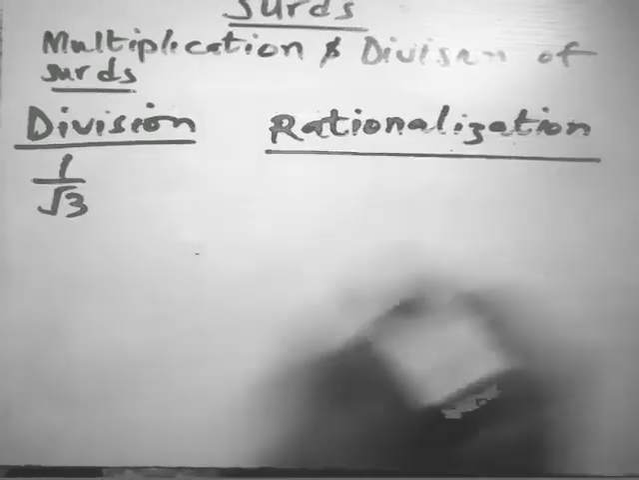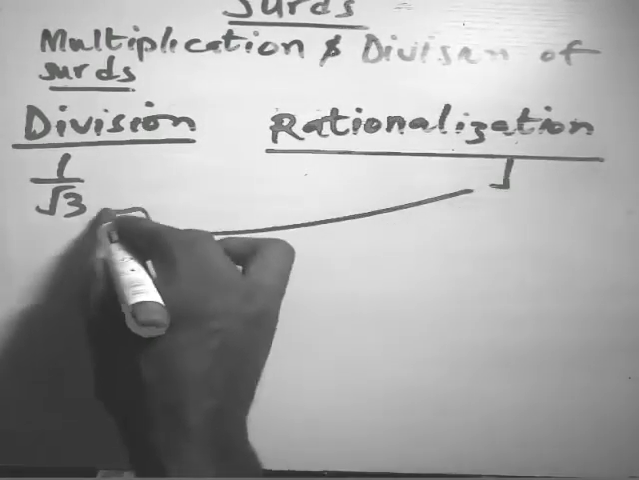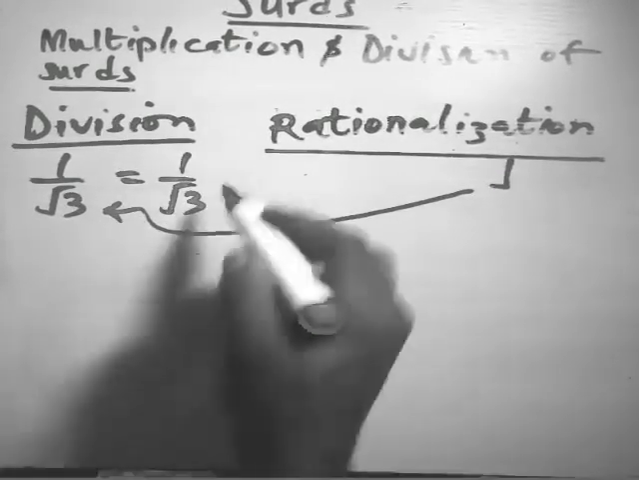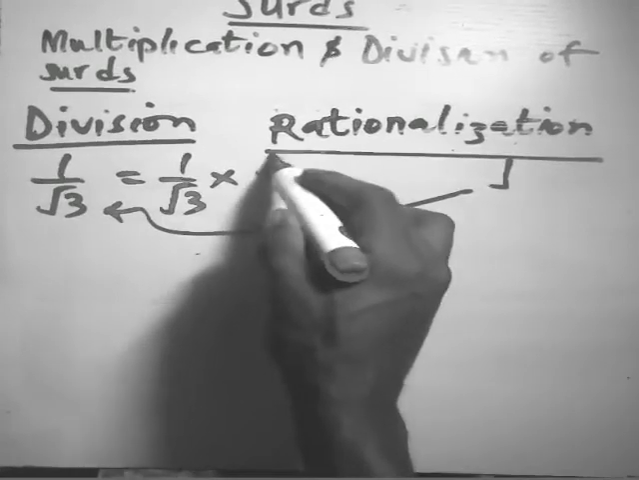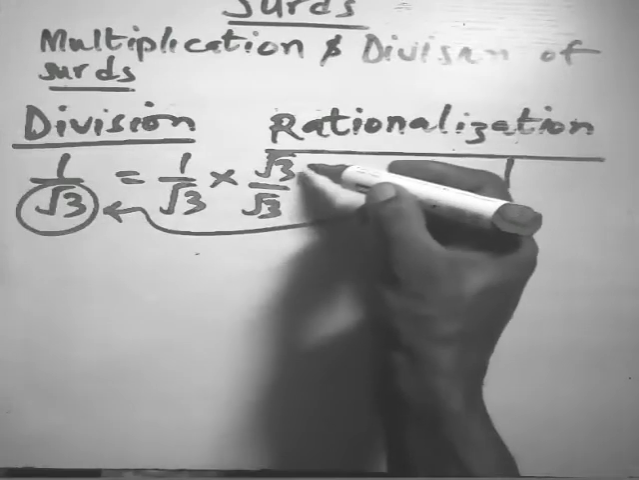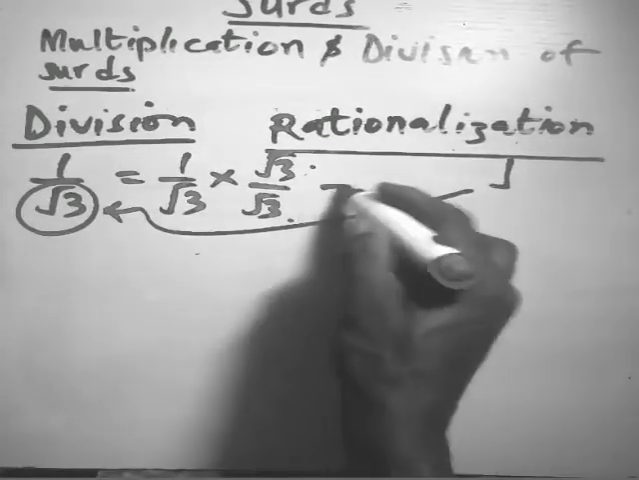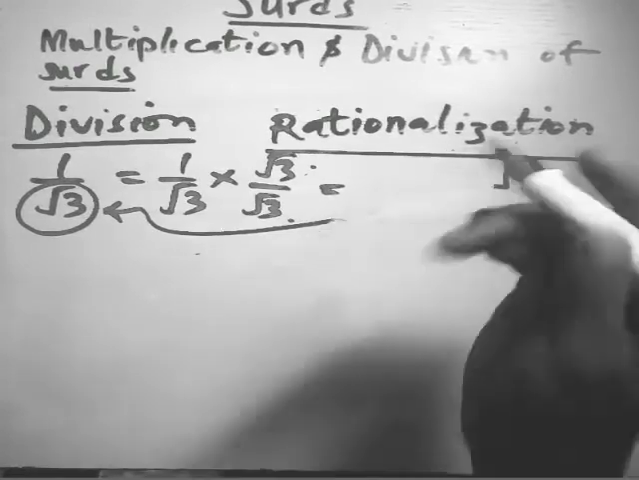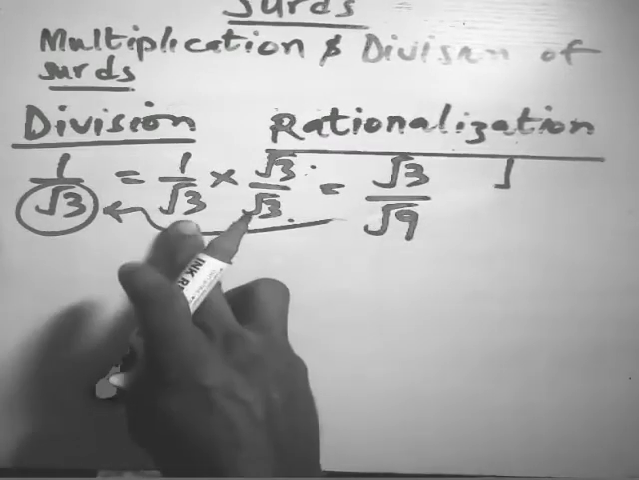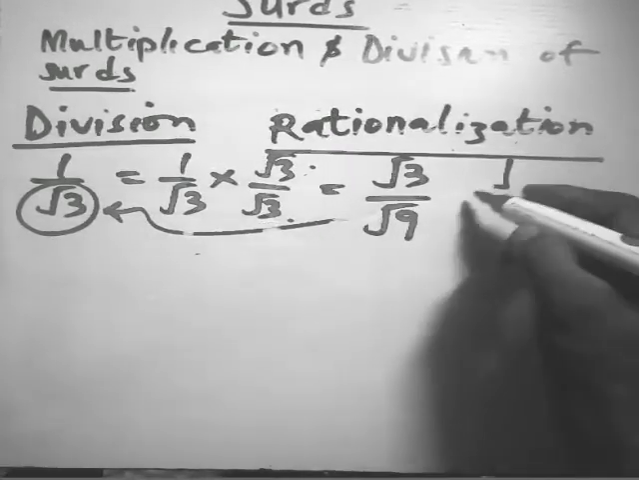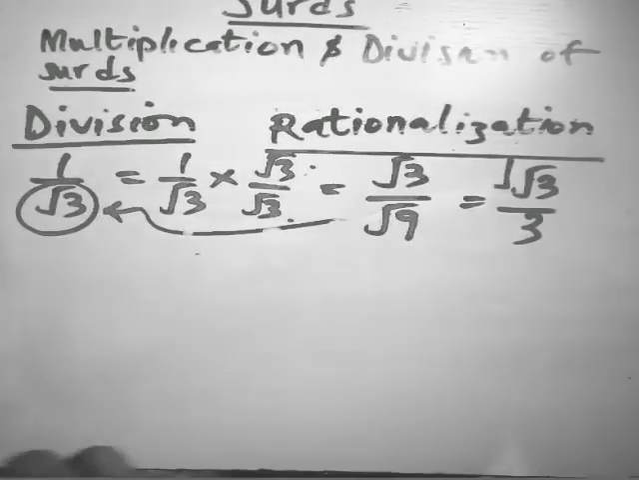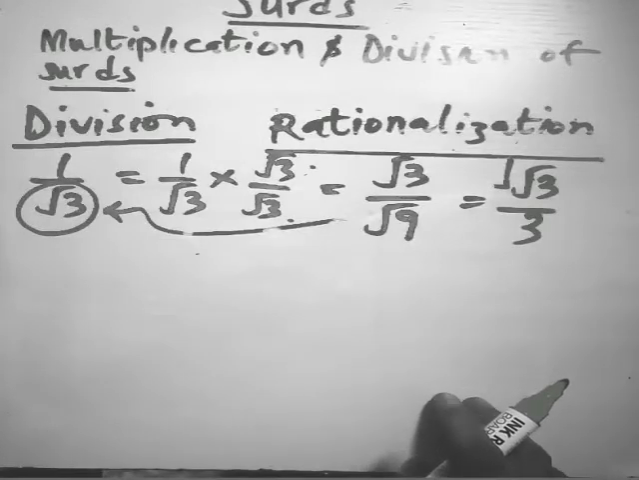And this is how it is done. You take the denominator and you multiply it to the numerator and denominator. So this is what I used. I duplicated it up and down. So my answer becomes root 3 over root 9. We've covered this. 3 times 3 gives us 9. So that my answer will be root 3 over 3. That is division of surds.